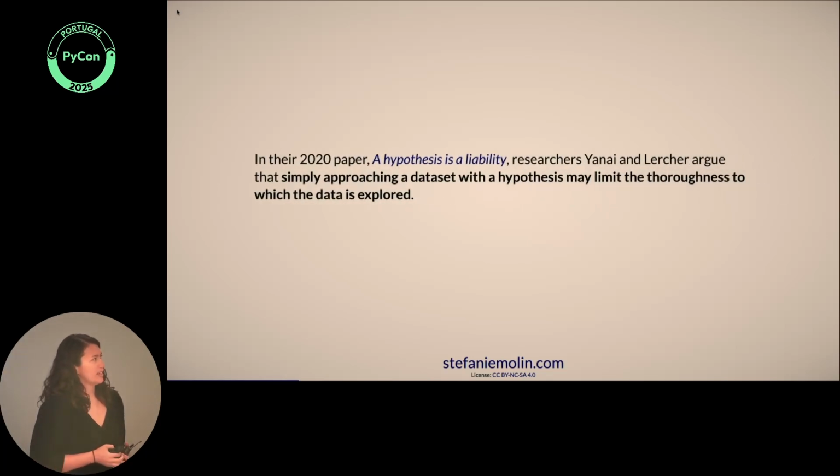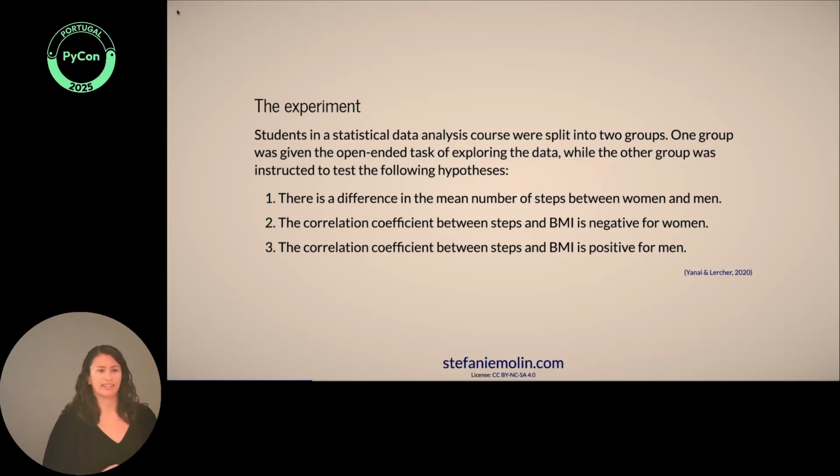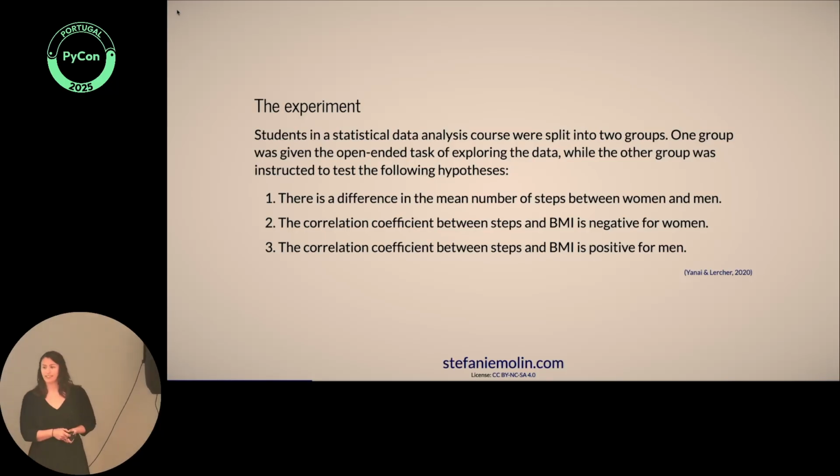I want to tell you about an interesting paper called A Hypothesis is a Liability. This is from 2020. The researchers argued that simply approaching a data set with a hypothesis can actually limit the thoroughness to which the data set is explored. I want to walk through the experiment that they did. They took students in a statistical data analysis course, and they split them into two groups. They gave both groups the exact same data set. In one group, the students were just told to explore the data set and report back on their findings. In the other group, they were given the task of testing these three hypotheses you see up here. Notice that each of the hypotheses is dealing with one of those summary statistics we just saw: mean, correlation coefficient, correlation coefficient.